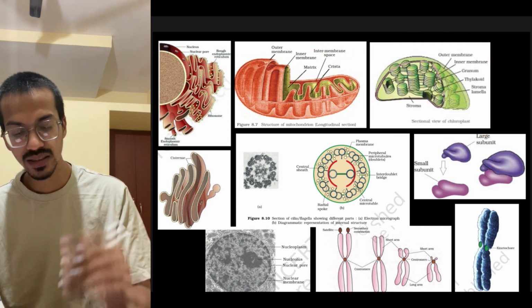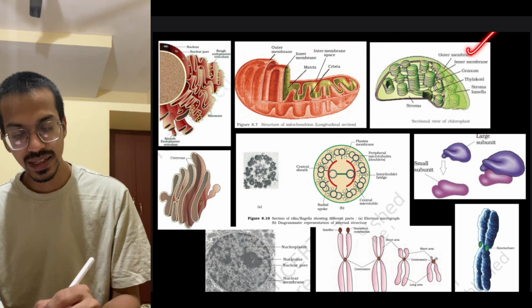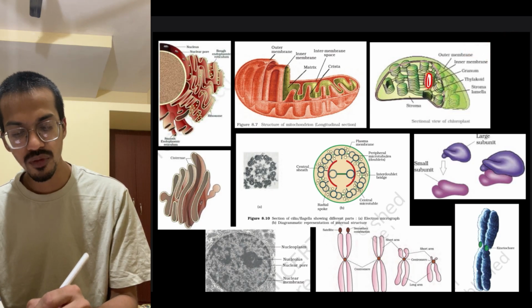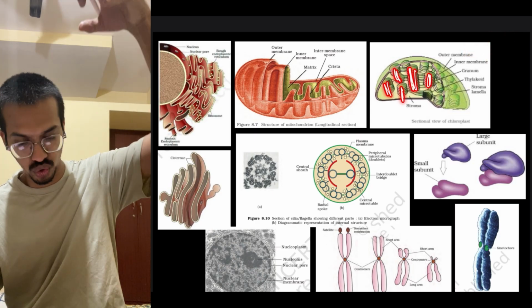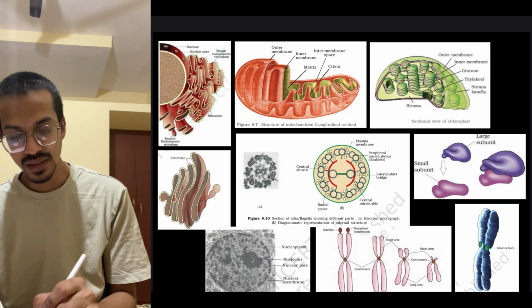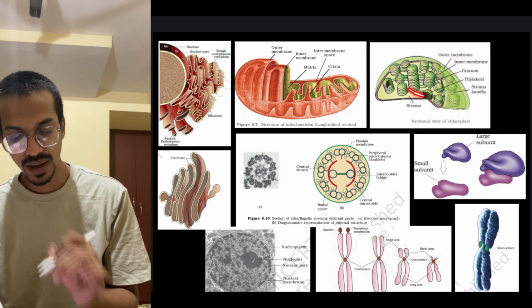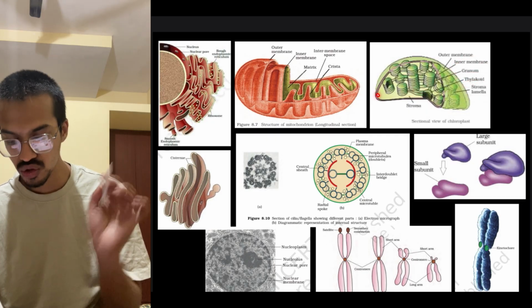Then the chloroplast is also there. Chloroplast has what? The same: outer membrane and inner membrane. It has these structures which are made up of multiple thylakoids joined together, called grana. They are joined to each other by the stroma lamella, and the other area is called the stroma.